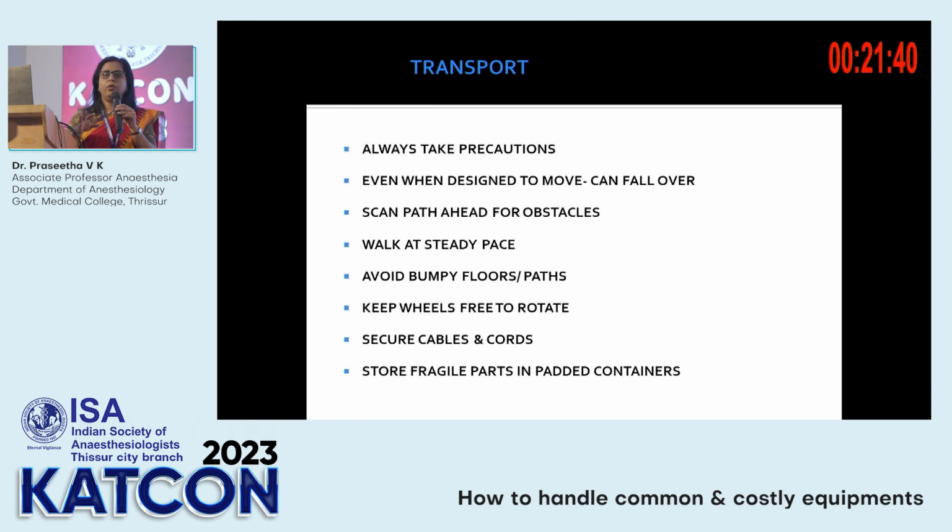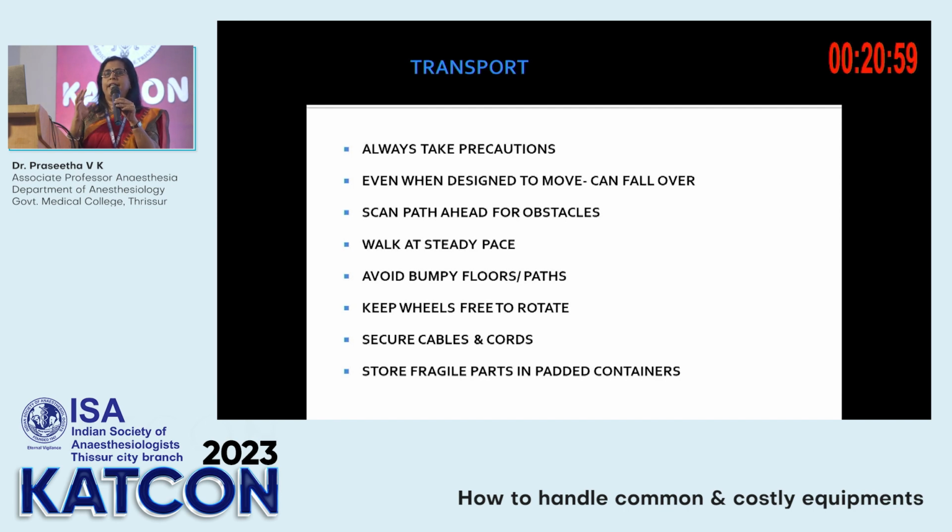Even when you have a machine mounted on a trolley, which is designed to move, so you can move it freely around, always think that there is a possibility of the equipment falling down. So when you are planning to shift an equipment from its source, always scan the path for obstacles so that your equipment doesn't tip and fall. Whenever you are moving, you should not run, especially around corners in your OT or your hospital complex. Scan the path and walk at a steady pace. Don't run around with equipment, and avoid bumpy floors and paths.